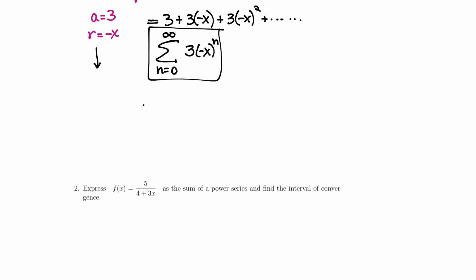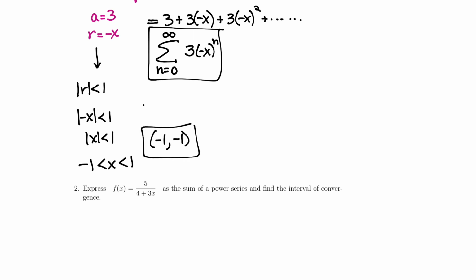All you have to do is say the absolute value of r is less than 1, so the absolute value of minus x is less than 1. The absolute value of minus x is the same as positive x. So all you'd have to do is say your interval of convergence is this one. We've done so many of those today that I'm just going to skip that, but alrighty.